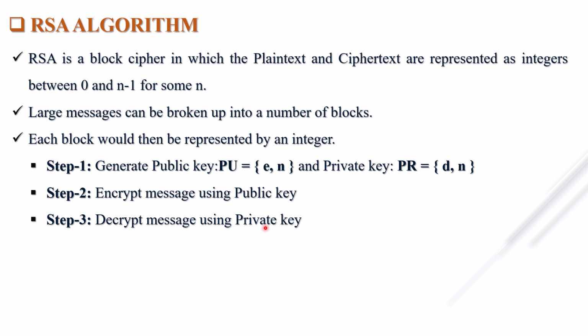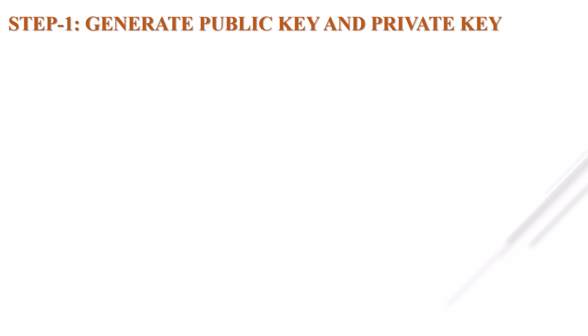Is that clear? So first we will see how the public key will be generated, because generating n is easier, but generating E and D is somewhat difficult. So now let us see step number 1, how we are going to generate the public key and private key.